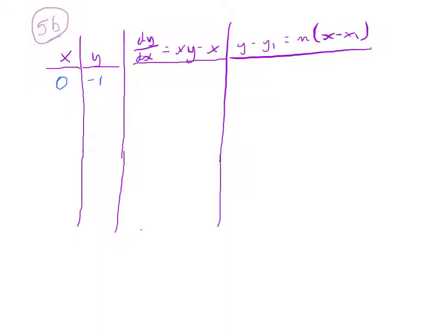This is a solution to question number 5b from your final exam. In this problem, you were asked to approximate f of 1 using Euler's method. However you want to do it, you just have to make sure that when you come about this approximation, you show all your calculations.